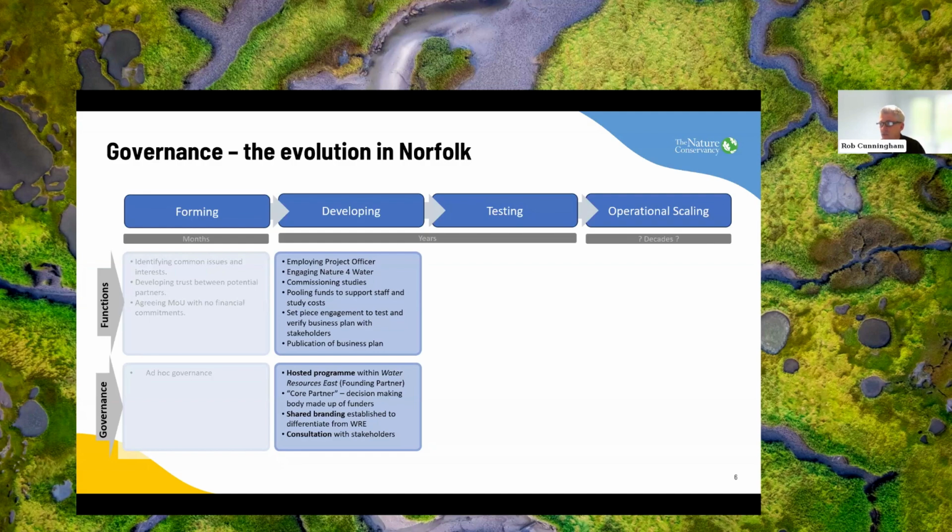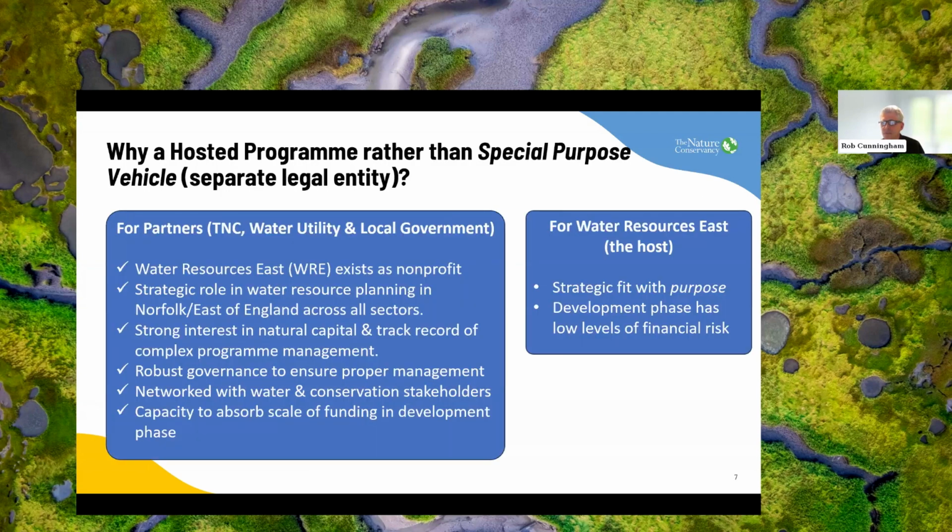The governance structure we landed on for this was a hosted program, hosted by Water Resources East, which is one of the founding partners. We have a core partner decision-making group, which is essentially the funders. So that's TNC, Water Resources East, Anglian Water, and Norfolk County Council. And we have relatively ad hoc consultation with stakeholders around key decisions.